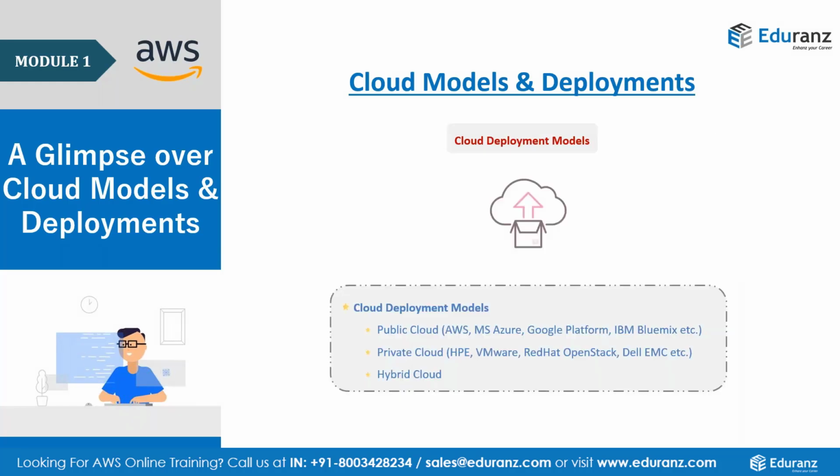Then we have deployment models. Again, we have three: public cloud, private cloud, and hybrid cloud. Public cloud is when we are deploying any solution that is meant to be accessed by the public, that means anyone coming from the internet, like front-facing applications. Examples are AWS, Azure, Google platforms, IBM Bluemix.